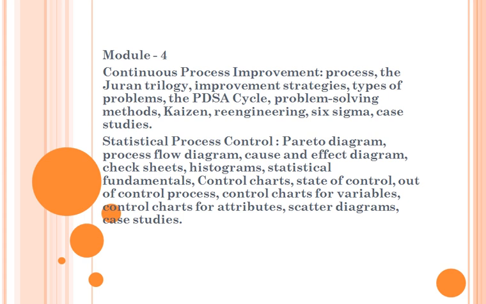So after the continuous improvement process, SPC, that is Statistical Process Control, will be discussed. That is about the Pareto diagram, process flow diagram, cause and effect diagram, check sheets, histograms, statistical fundamentals like control charts, state of control, out of control process, control charts for variables, control charts for attributes, scatter diagrams, and a few case studies.